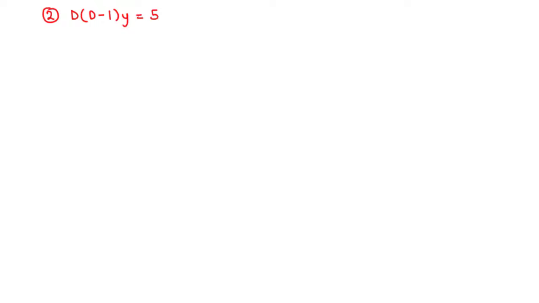Now let's try example 2. So we have d (d minus 1) y equals 5. So let's try to solve this. For this, we have to generate the auxiliary equation. So we have m (m minus 1) equals 0. And this gives m1 equals 0. And then we have m2 equals, we transpose negative 1 to the right hand side so that we have 1.